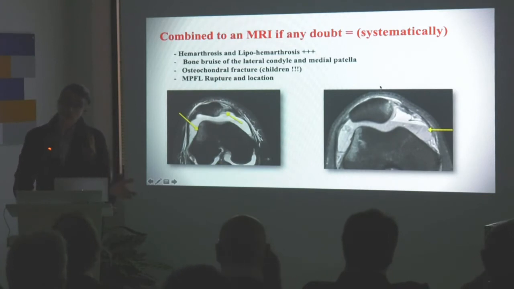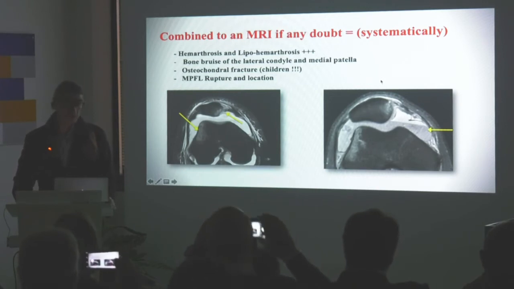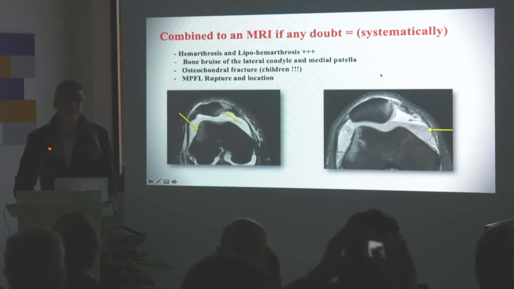And then you can ask for an MRI, especially if you are dealing with an immature patient, because you can have some osteochondral fracture that will not be seen on the X-rays, and you will see them on the MRI. If you ask for an MRI, what to look at? Hemarthrosis. And what is very special, and it's beautiful, is the lipohemarthrosis. You see, this is fat, this is blood, and this is typical of a patellar dislocation, because when you have a patellar dislocation, you have hemarthrosis, of course, but most of the time you have an avulsion of the medial facet.